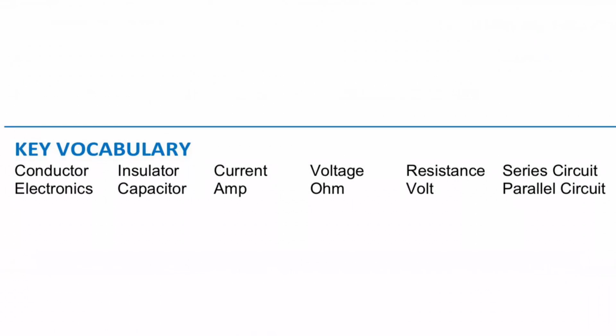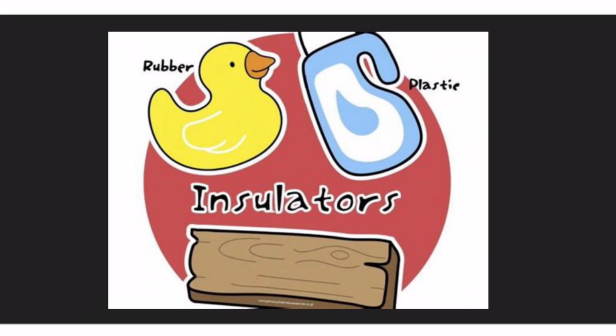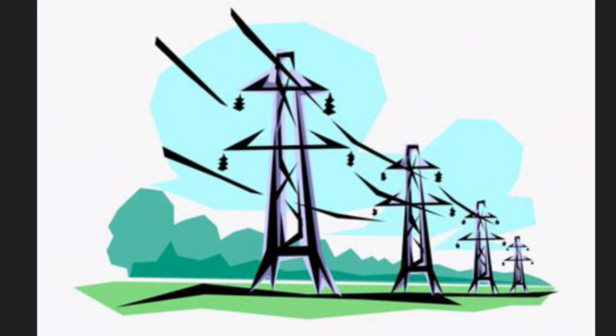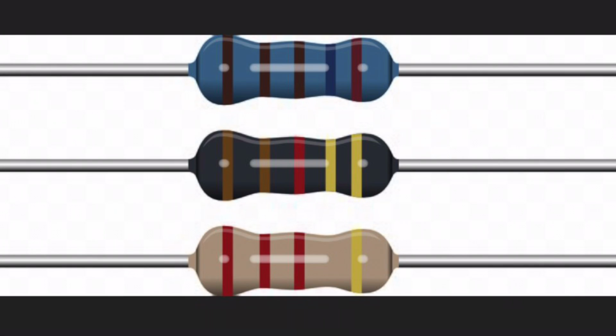Here are some words you'll use in this lesson. A conductor allows electricity to flow through. An insulator doesn't allow electricity. Current is the flow of electricity measured in amps. Voltage is how much electricity flows and is measured in volts. Resistance is how electricity is used and is measured in ohms.